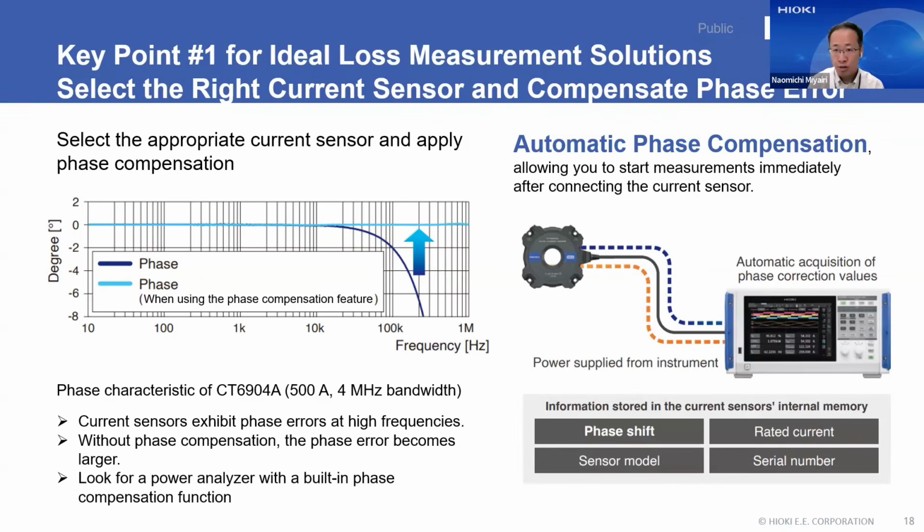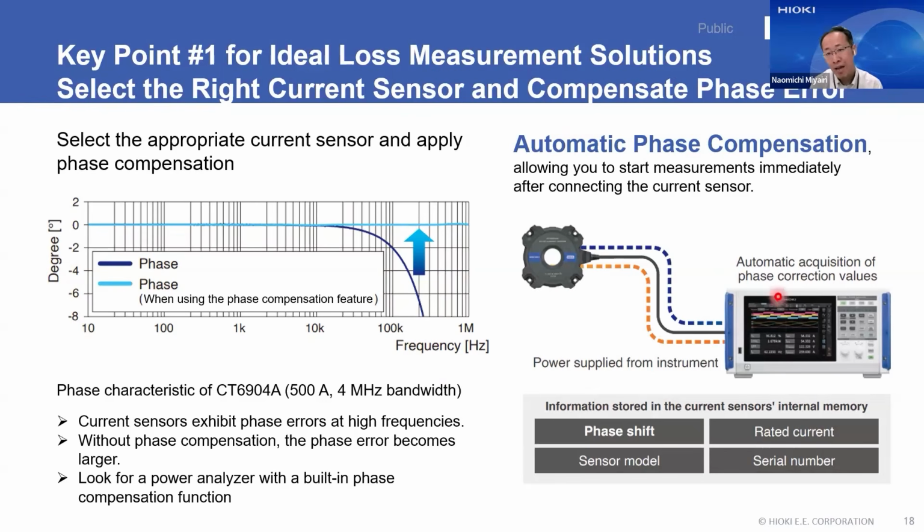As mentioned earlier, current sensors tend to exhibit greater phase error at high frequencies. If phase compensation is not applied, significant measurement errors can occur. So it's essential to compensate for this on the measuring instrument like this. When selecting a power analyzer, look for one that includes a built-in phase compensation function. This allows you to reduce the impact of phase error even at high frequencies.